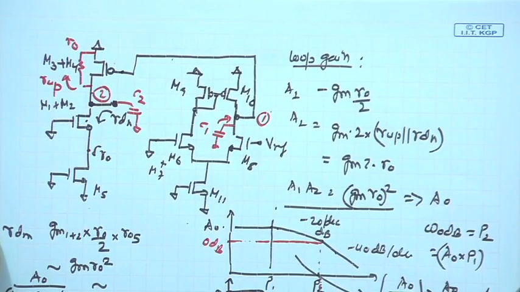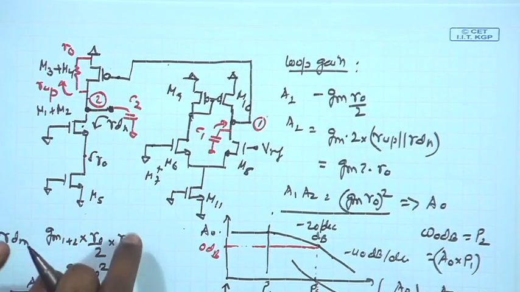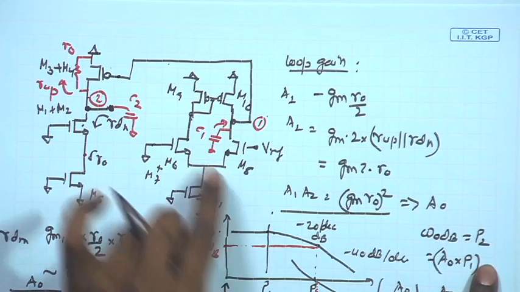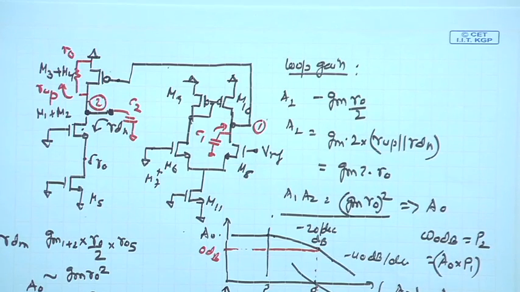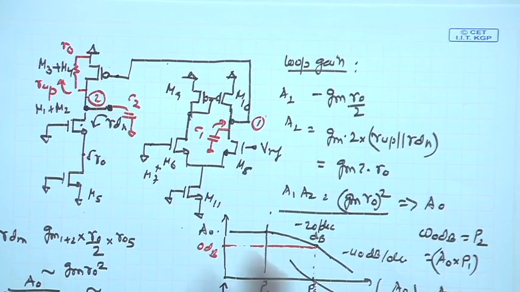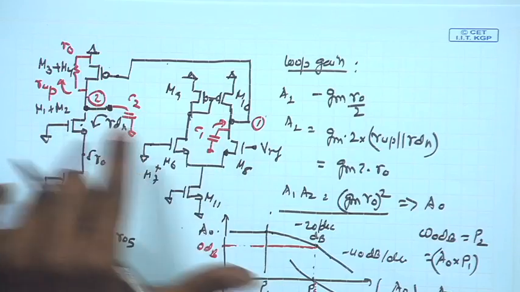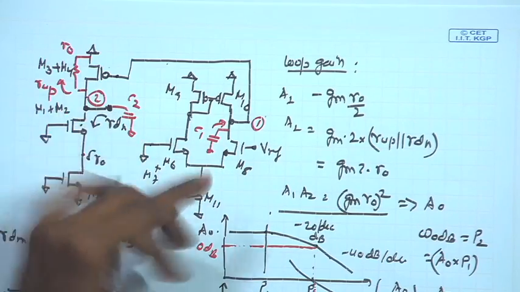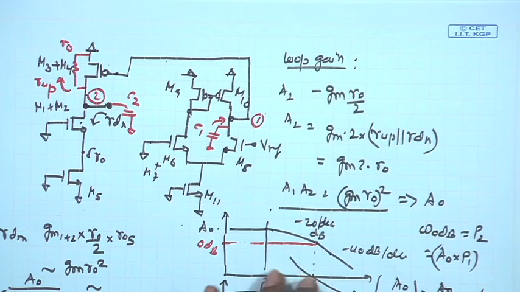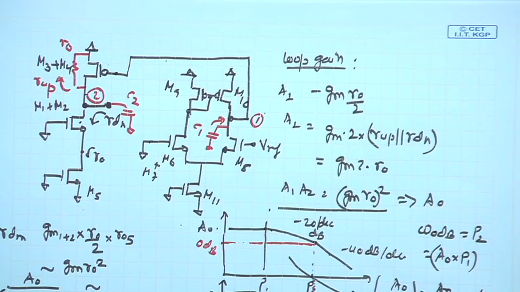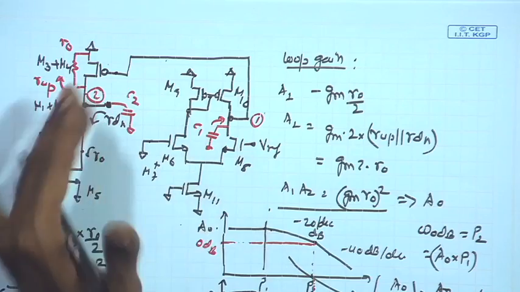Now, to do that, we need to make sure that the pole given by P2 is sufficiently higher than P1. We can see that the requirement is that P2 should be A naught times P1, and as a result we need to make sure that one of the poles, say P1, is pushed down to a sufficiently low frequency by a factor of A naught approximately, so that we can have sufficiently good phase margin. And we will see the method to do that.